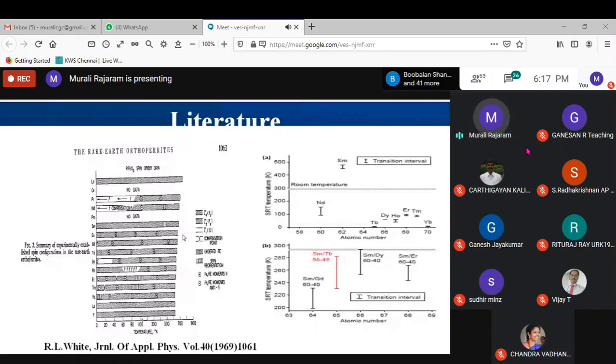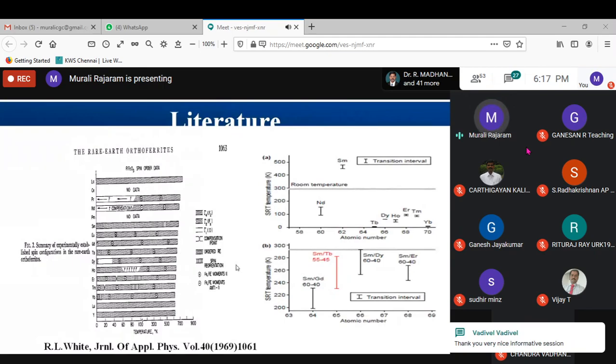Okay, so if you see here, this is the spin reorientation. This is around 450 Kelvin. So you should switch this to around room temperature. There is quite a lot of work going on in this area. So with this introduction, because of our time constraint, I'll just end this talk.